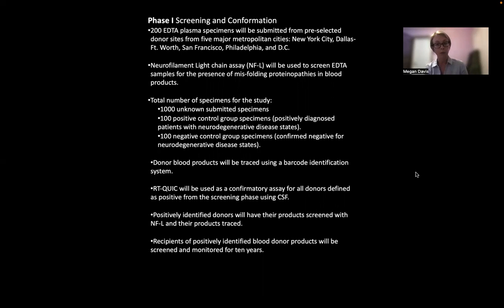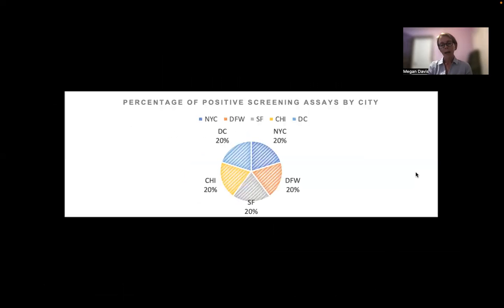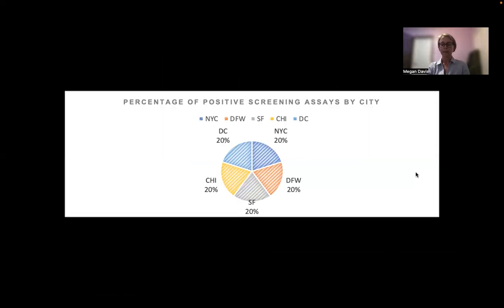All blood donor products will be traced using a barcode identification system that we're all familiar with in transfusion. And RT-QuIC will also be used as a confirmatory for any positive identified donors. And the purpose of the statistical analysis is to break down the percentage of positively identified donor products by each individual region that is selected. This can glean information about possible cluster infections for later epidemiology studies.